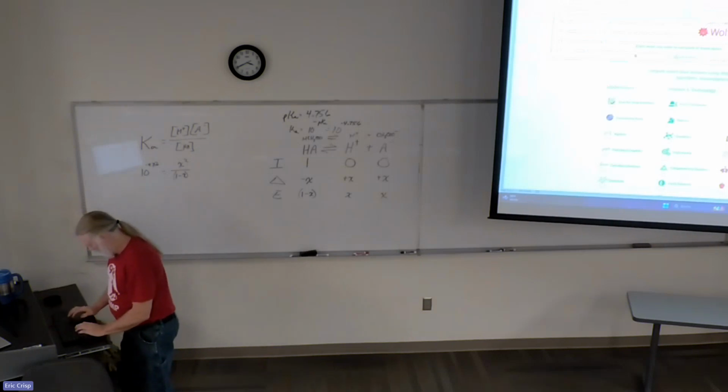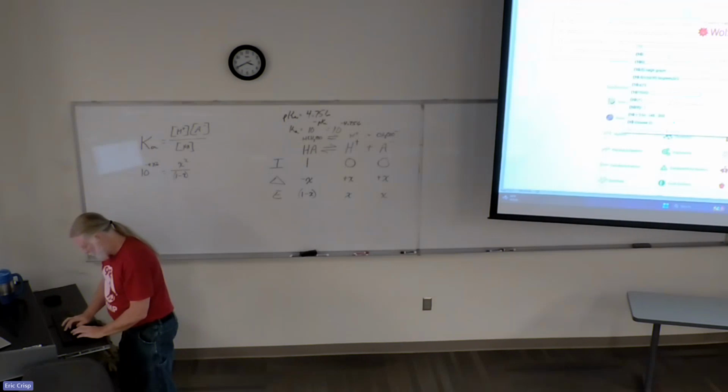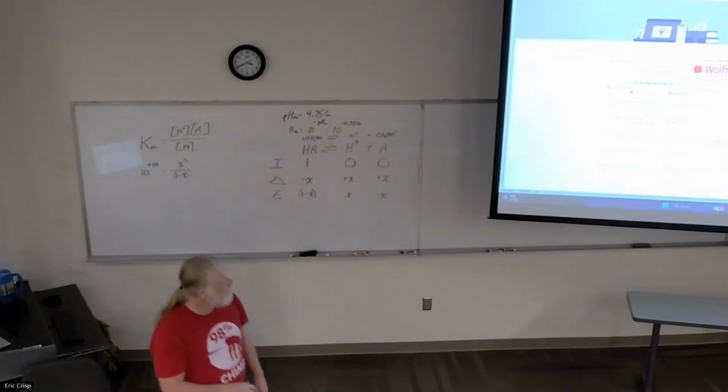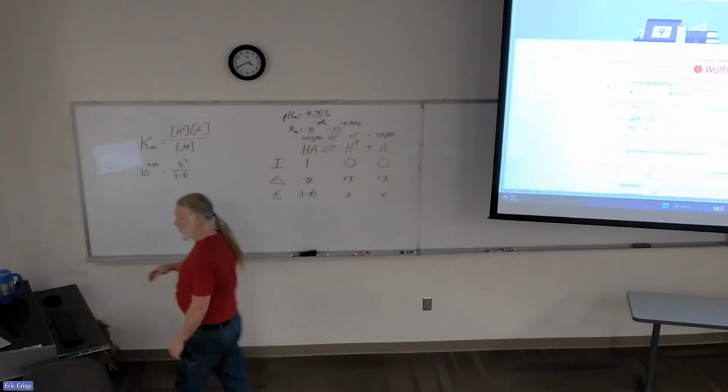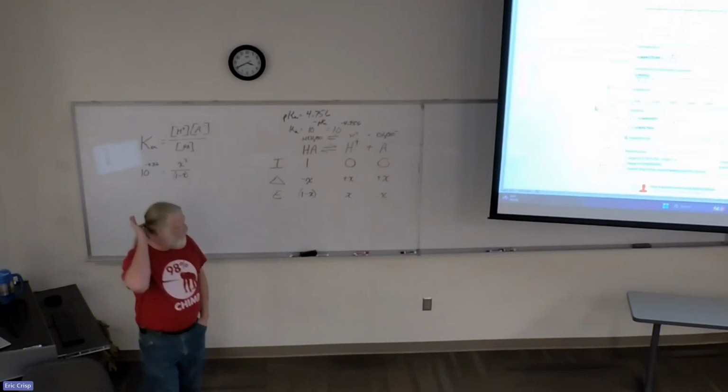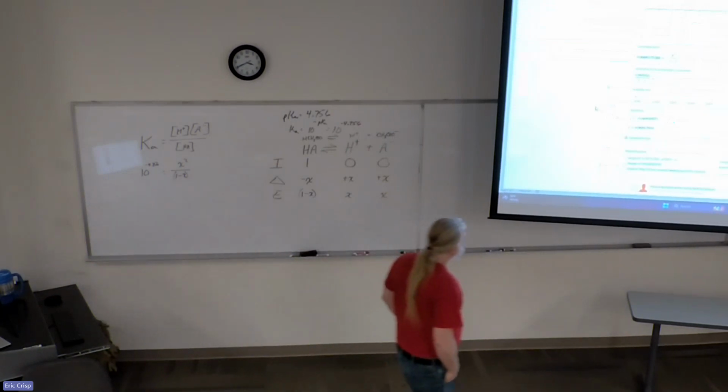So what do we have here? We've got 10 raised to the negative 4.756 equals x squared over 1 minus x. Okay? I'm assuming at this point that you've done the quadratic and you are capable of doing quadratics, but this will do it a lot quicker than I can.